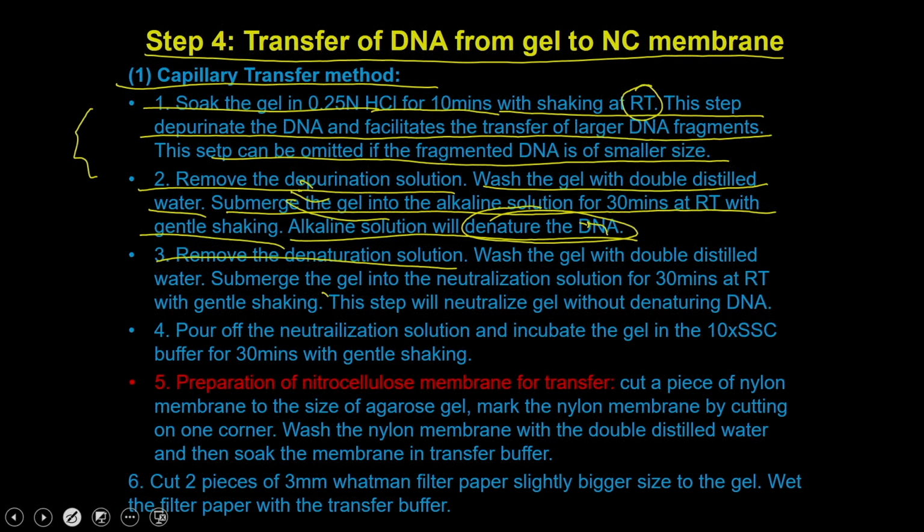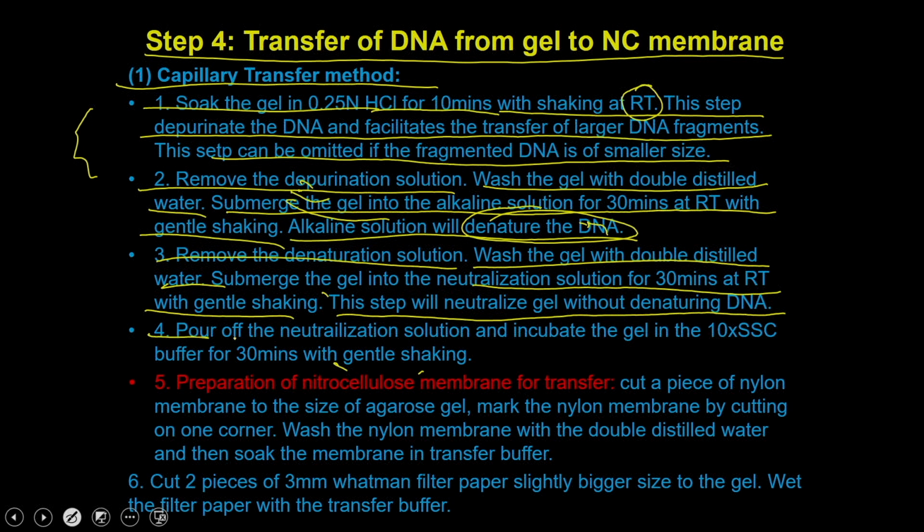Then you remove the denaturing solution, wash the gel with double distilled water, and submerge the gel into the neutralization solution for 30 minutes at room temperature with gentle shaking. This step will neutralize the gel without denaturing the DNA. Now you pour off the neutralizing solution and incubate the gel in 10x SSC buffer for 30 minutes with gentle shaking.